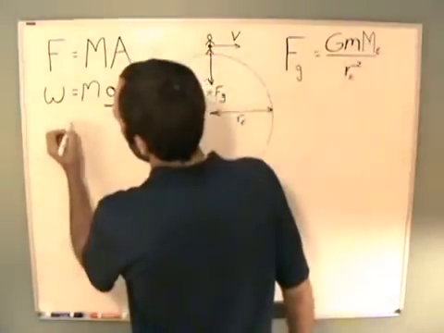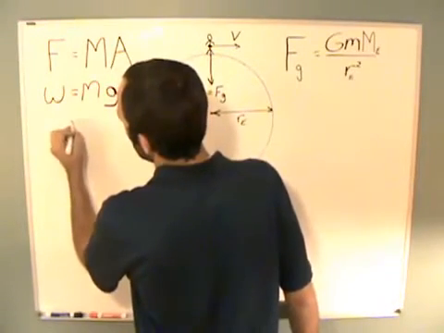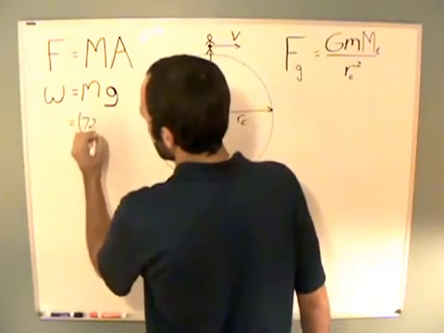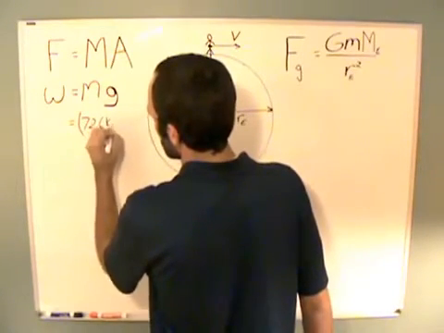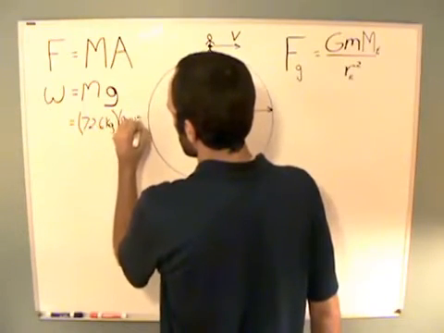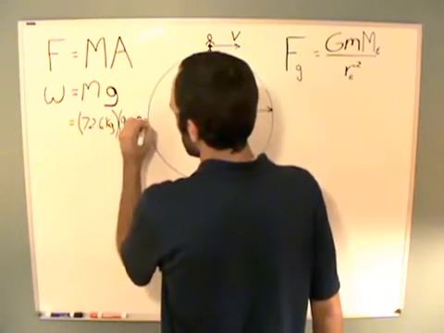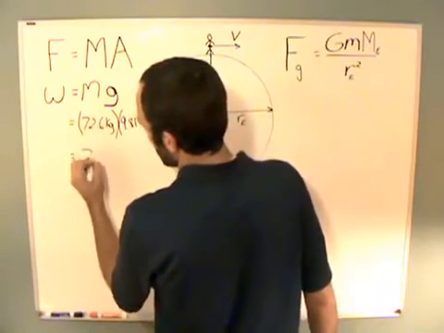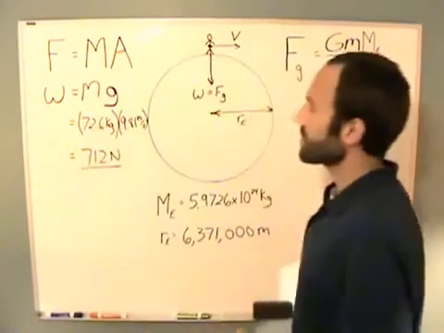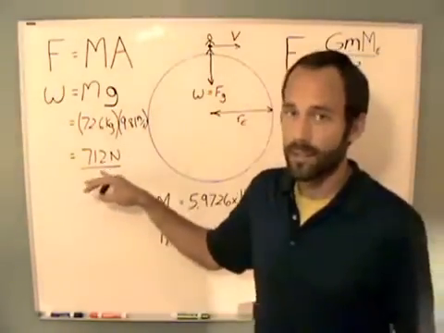So my weight in the metric system would be 72.6 kilograms times 9.81 meters per second squared, equals roughly 712 newtons. Okay? That's my weight in metric units.